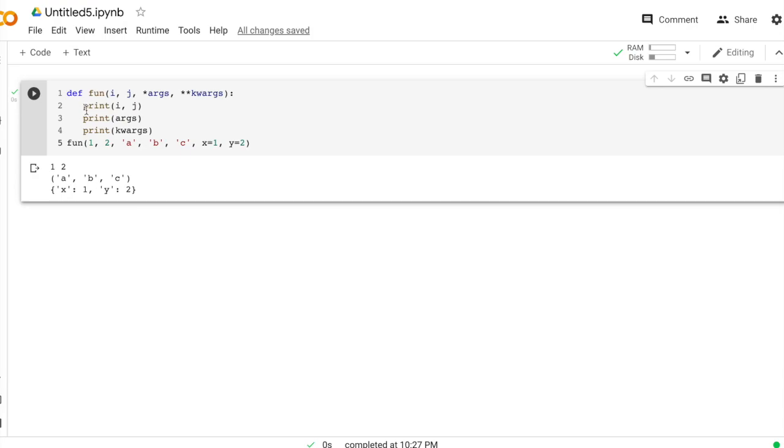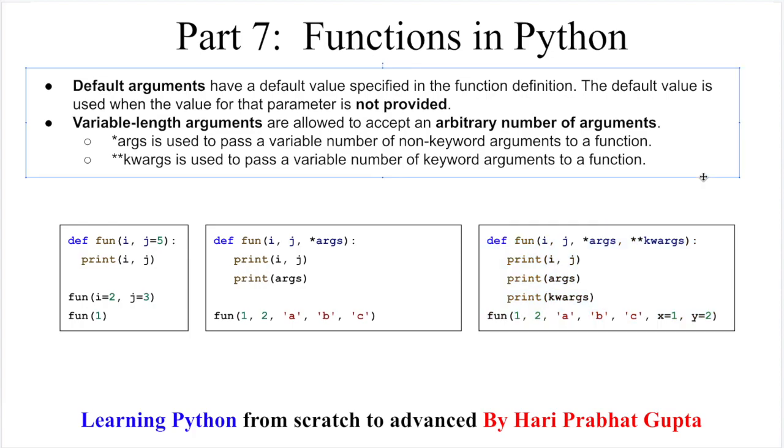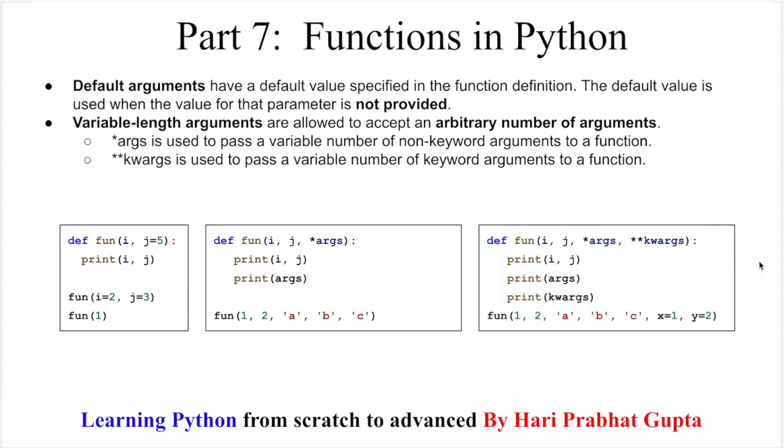So the first line prints the values of i and j in order they are passed to the function. The second line prints the tuple args, which contains the additional positional arguments passed to the function. The third and last statement prints the dictionary like this one, x is the key and its value, y is the key and the corresponding value is there. So this is all about the variable length argument.